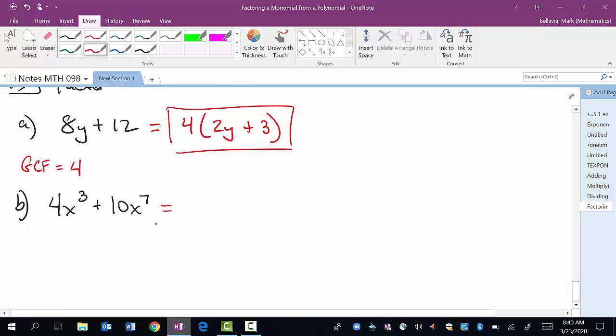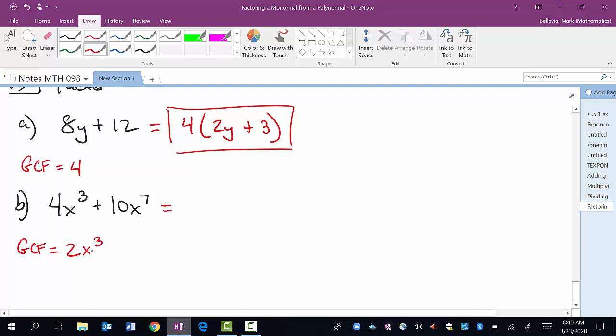Again, our first step when factoring is to look for the greatest common factor. In this case, between 4 and 10, the GCF for the coefficients would be 2, right? So the largest number to factor out of both 4 and 10. And then I have x to the third and x to the 7th. Since I have the same variable in both, I want to take out x, and you want to take the power that is the lowest, because that is the highest power common to both of them. So I want 2x to the third.